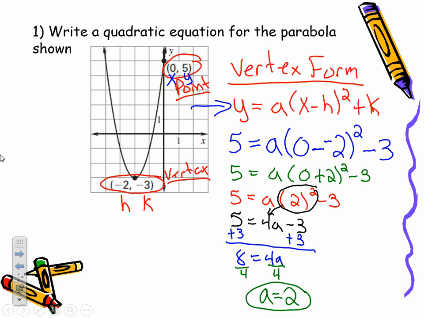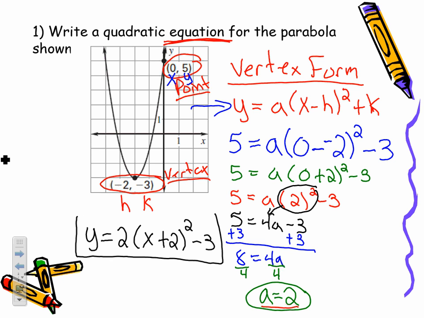Now, a equals 2 is not an equation, but to do my equation, I need to know that a equals 2. So now I'm going to plug this back into my original equation. So it's going to be y equals, instead of a, I'm going to put 2 times the quantity x. Now I still want to put in my h and my k. My h is a negative 2, so minus a negative turns into a positive 2 squared minus 3. This, ladies and gentlemen, is my equation to this parabola.